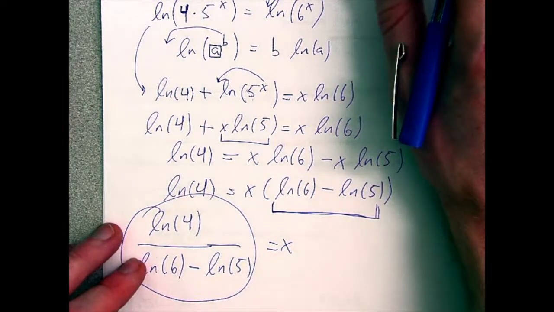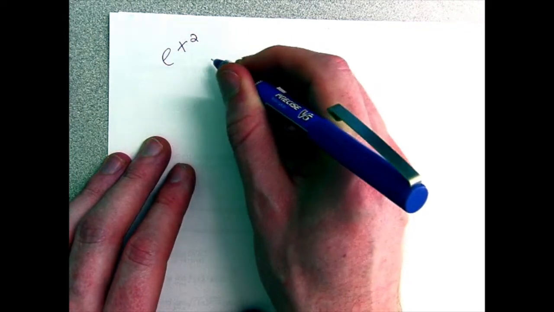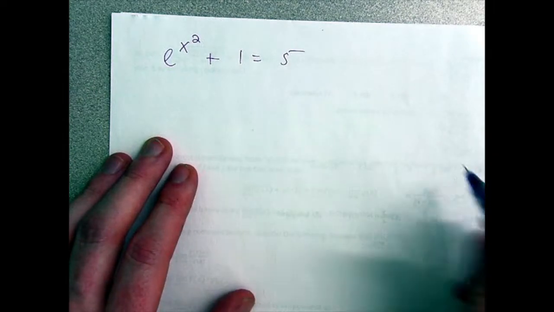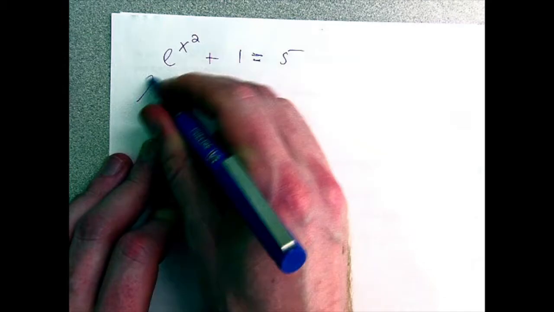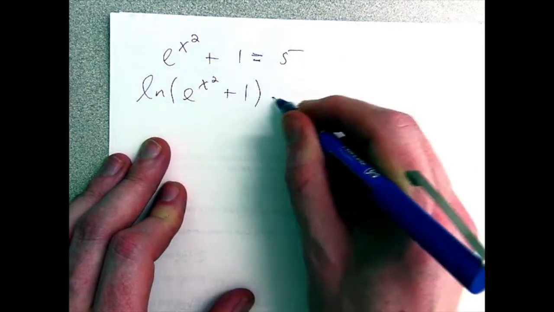Cool. All right, one more example, and then we're done. So let's have a look. My last one, this one won't be very long. So here's my equation: e to the x squared plus 1 equals 5. You could try to take the natural log of both sides right now. That would be a mistake. I'll just show you what happens. You get this.